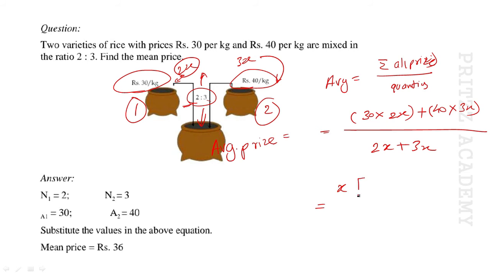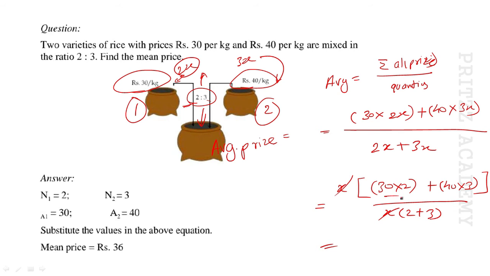So we can take x common: x times (30 into 2 plus 40 into 3) divided by x times (2 plus 3), and x can be cancelled, and that's how we will get 36 rupees.